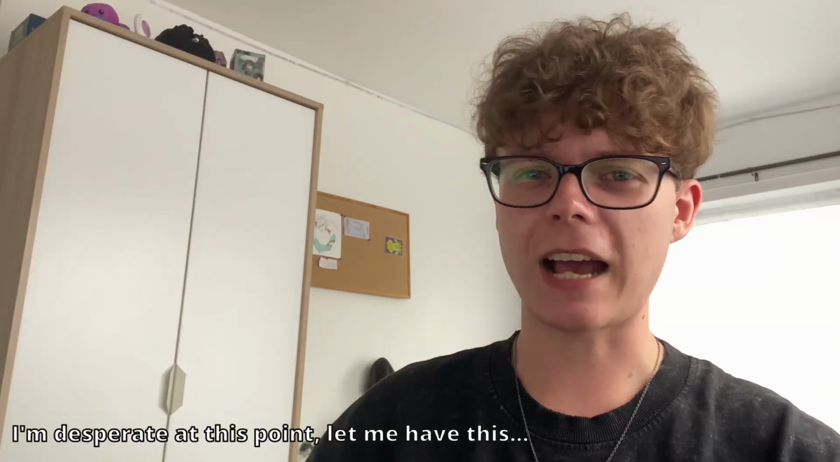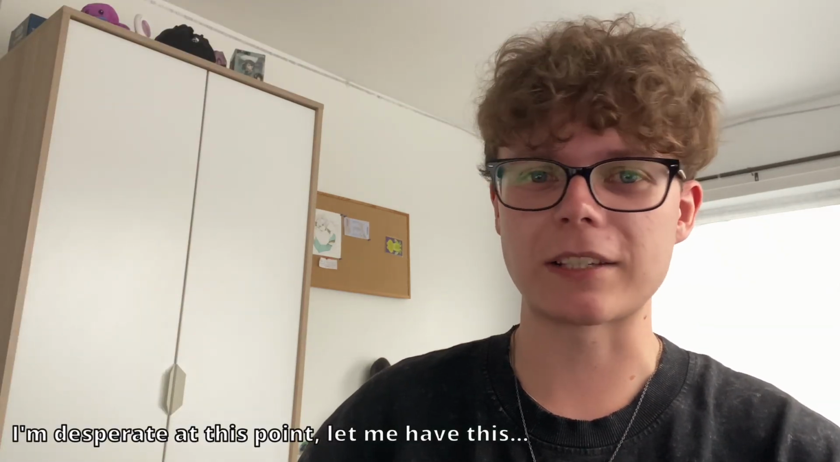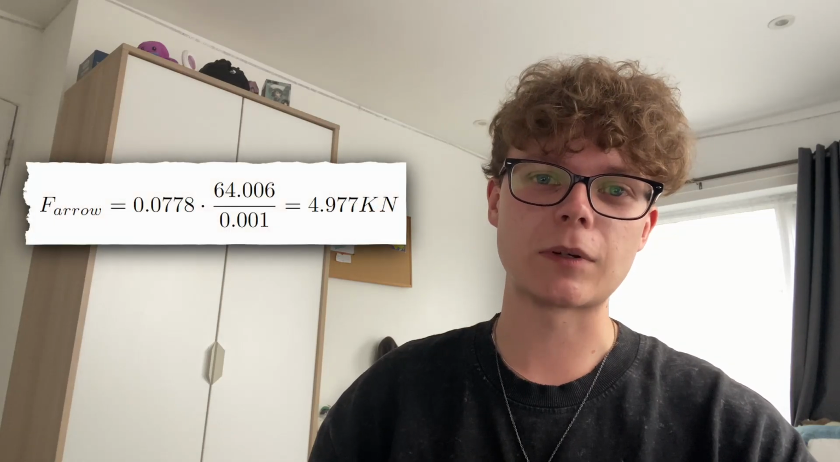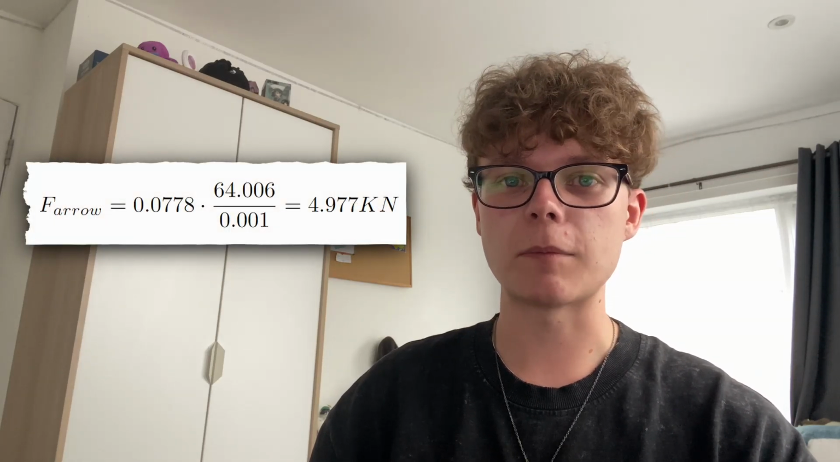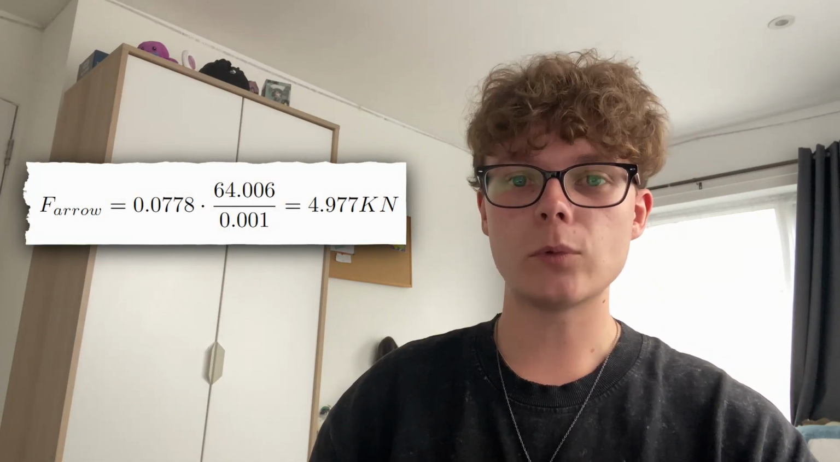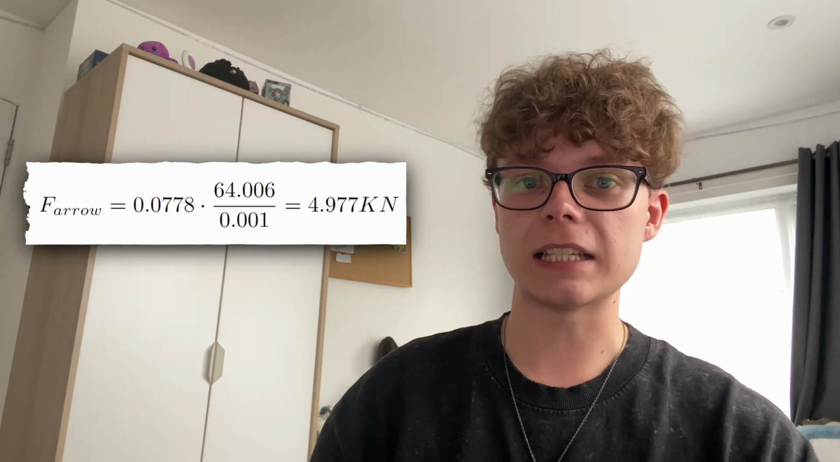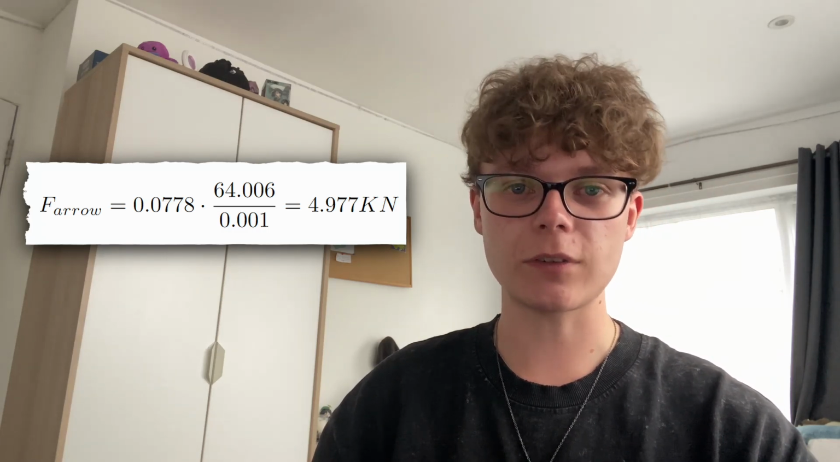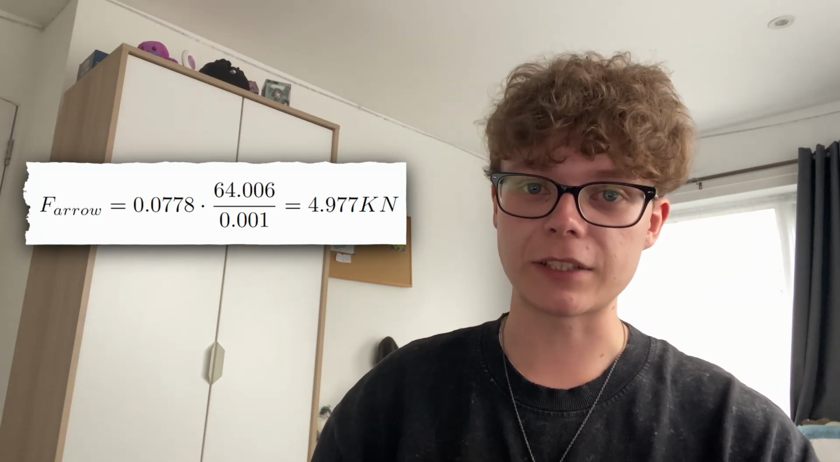They claimed that the English longbow could shoot arrows up to speeds of about 64 meters per second, which is an astonishing 150 miles an hour. I don't know how much I believe this, but it's all I could find. Putting these together into our formula with an impact time of about 1 millisecond, we can conclude that the force imparted by an arrow shot from a longbow is roughly 5 kilonewtons.